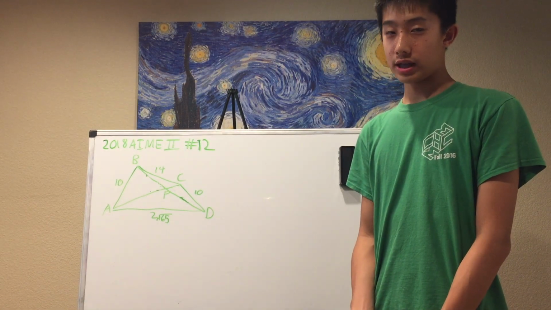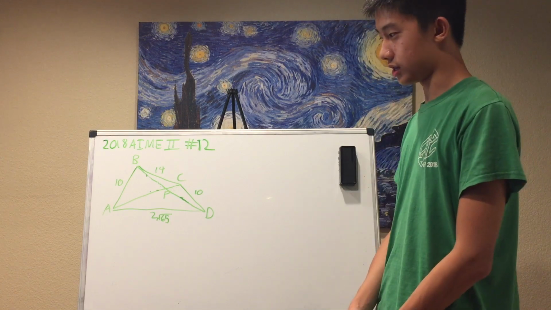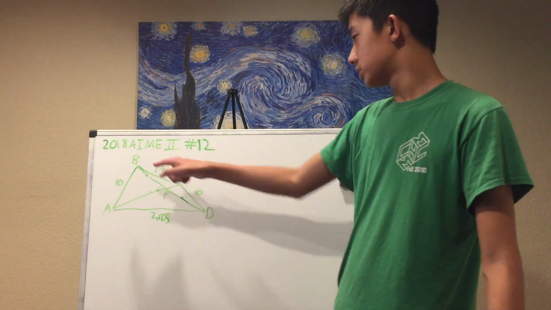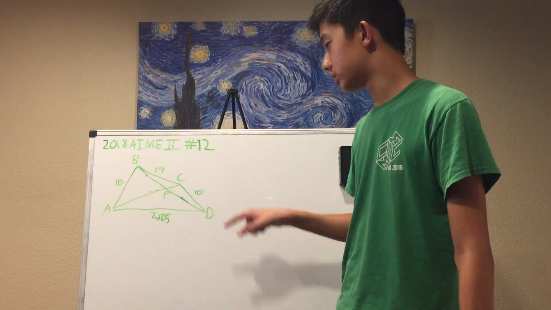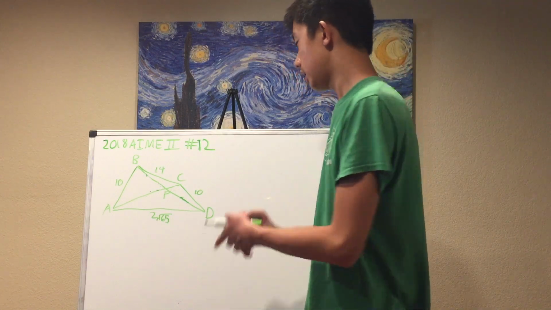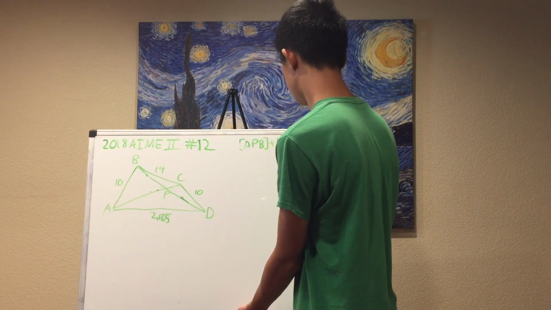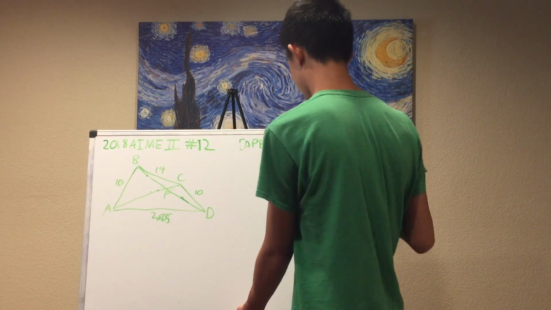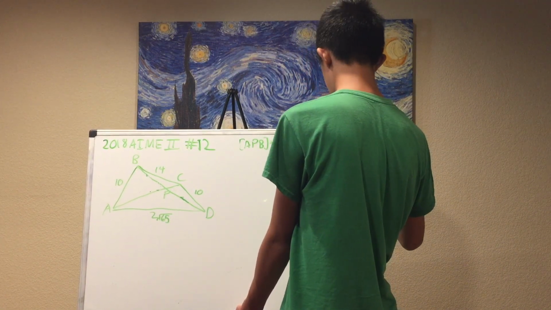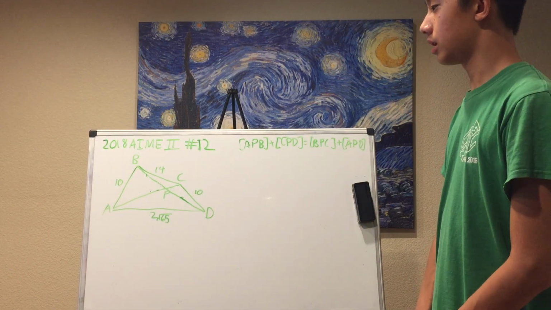I'm a junior at Aime Valley High School, and today I'll be presenting 2018 Aime Ii number 12. What this question says is that in a quadrilateral ABCD, we have AB equals 10, BC equals 14, CD equals 10, and AD equals 2 root 65. And we also have the area of ABP plus the area of CPD equals the area of BPC plus the area of APD. We want to find the area of quadrilateral ABCD.